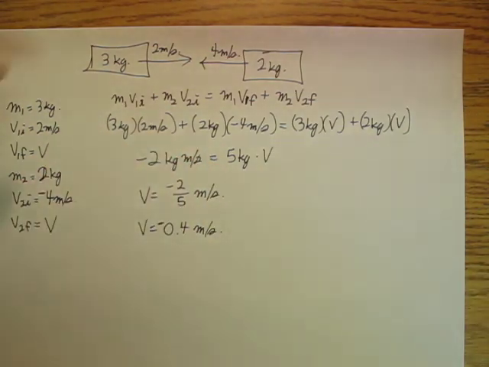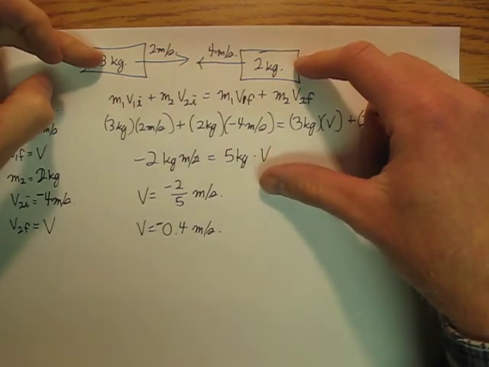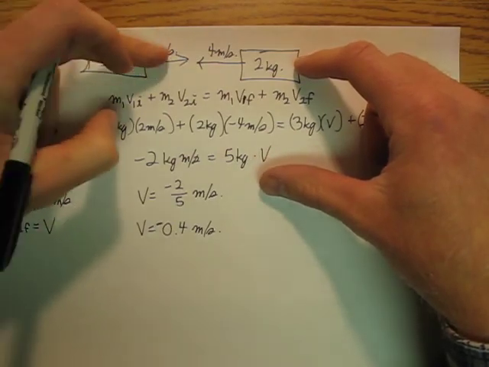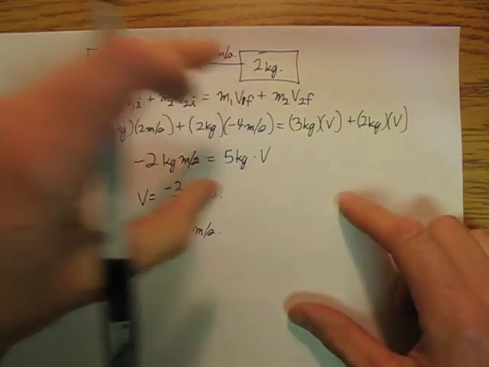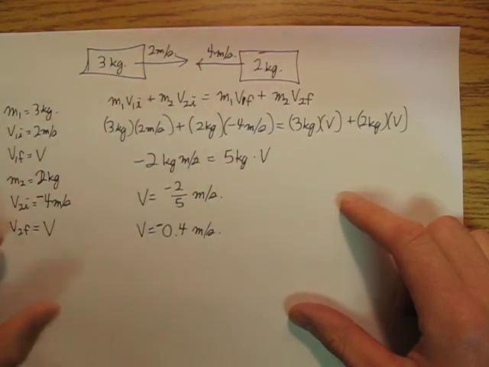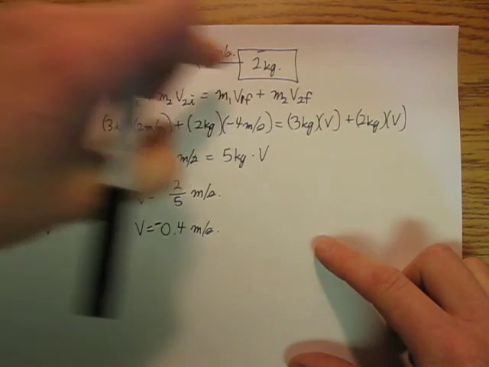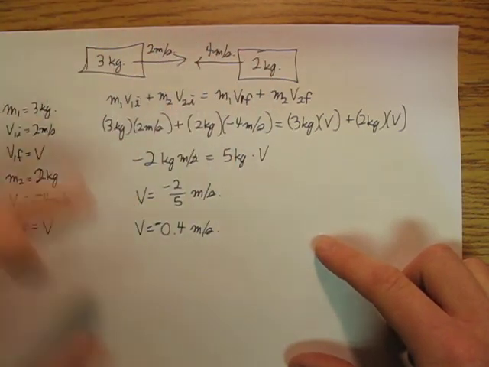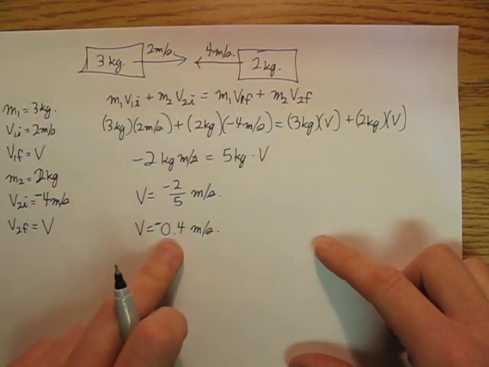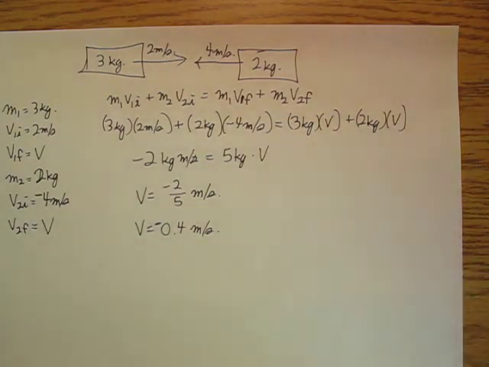So the result of that collision, 3 kilograms moving to the right at 2 meters per second and 2 kilograms moving to the left at 4 meters per second, overall the two objects, when they stick together, are going to move to the left at 0.4 meters per second. That's that lecture.